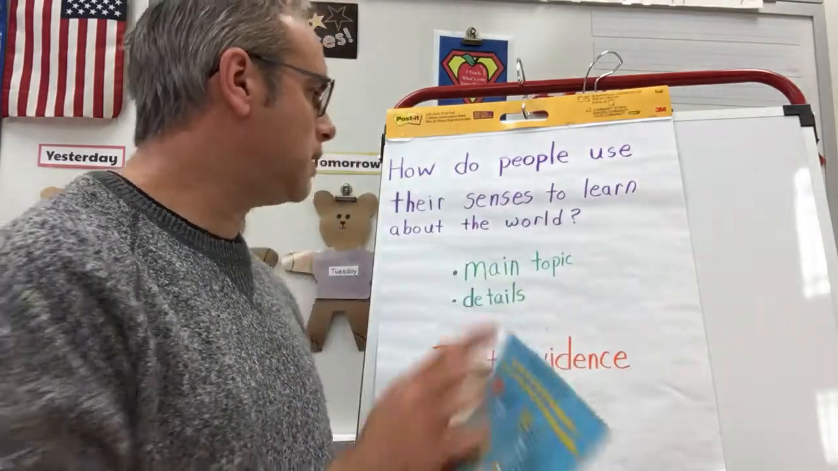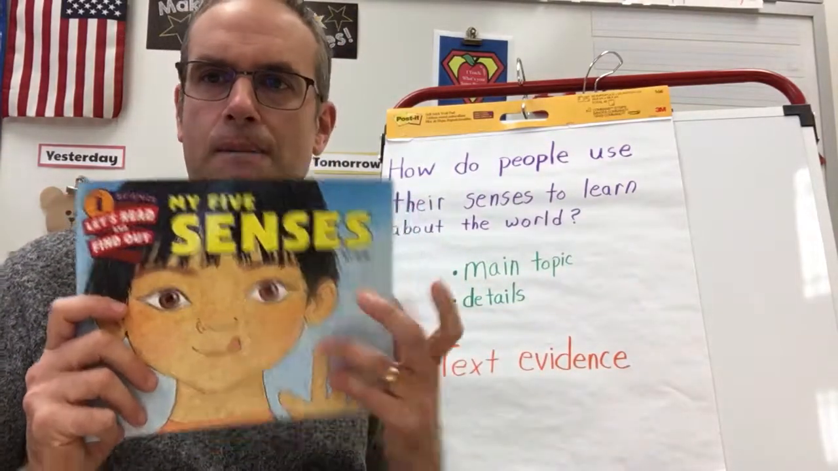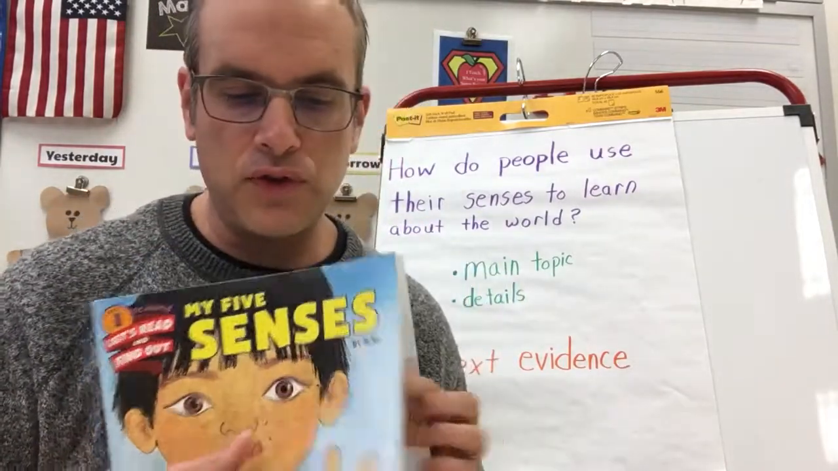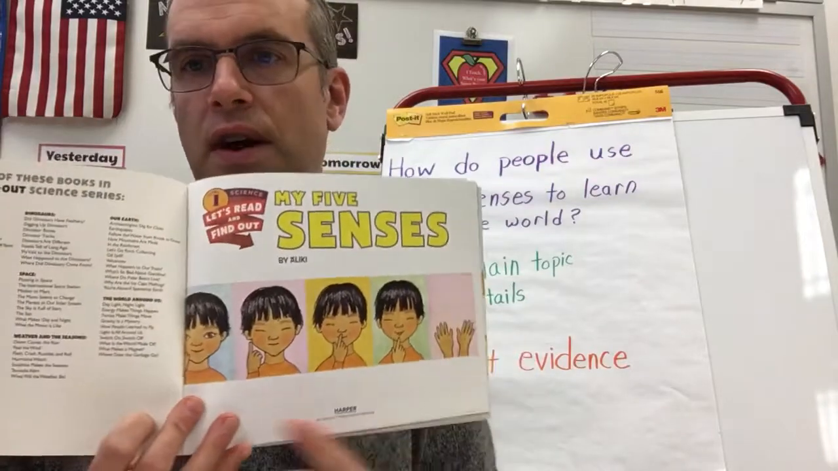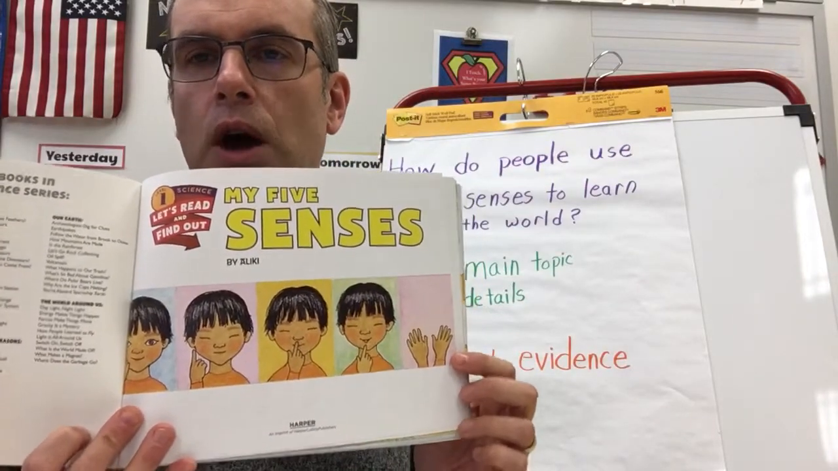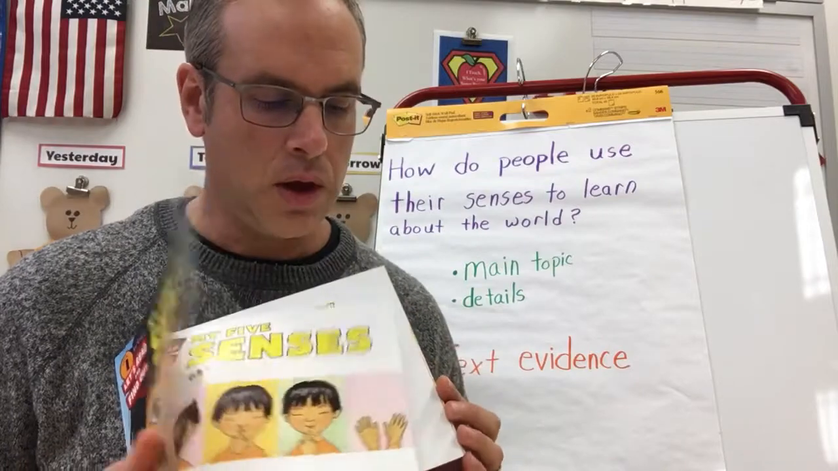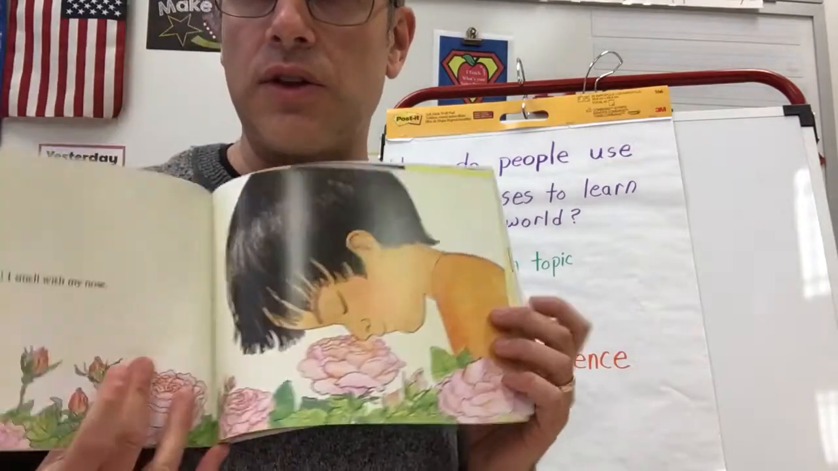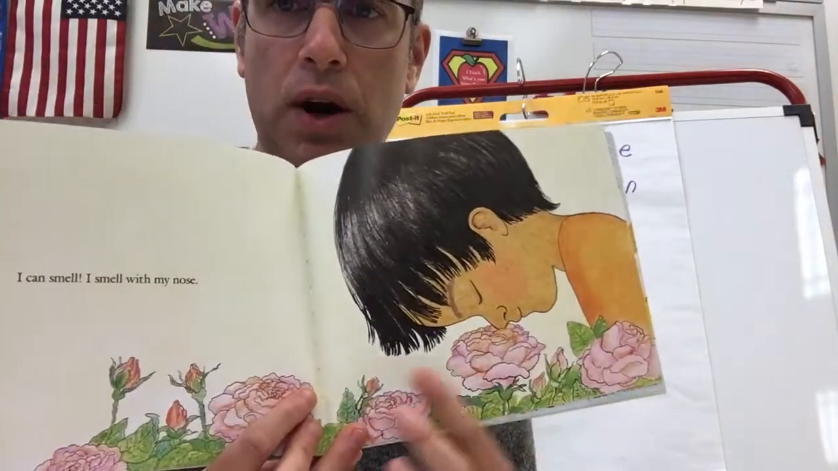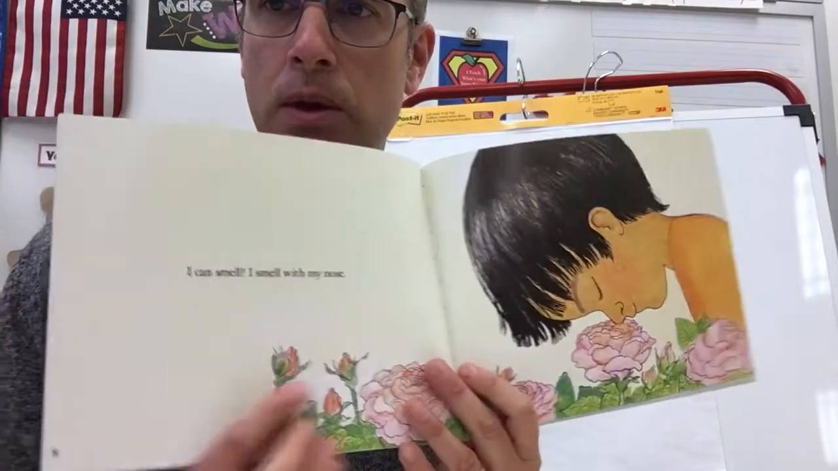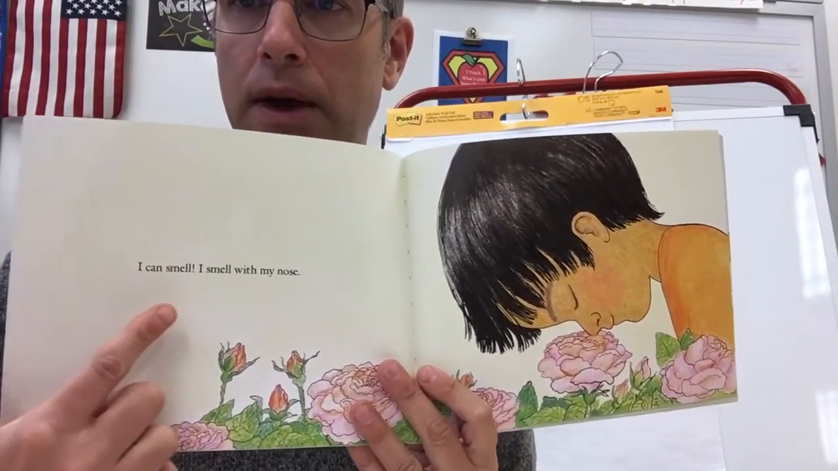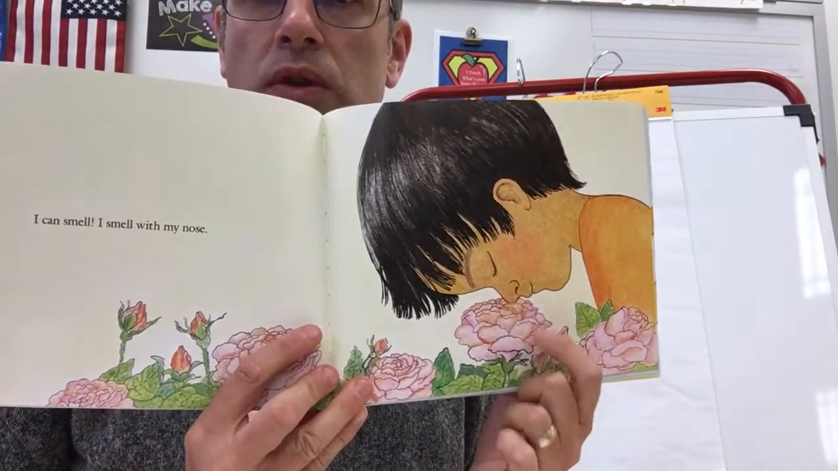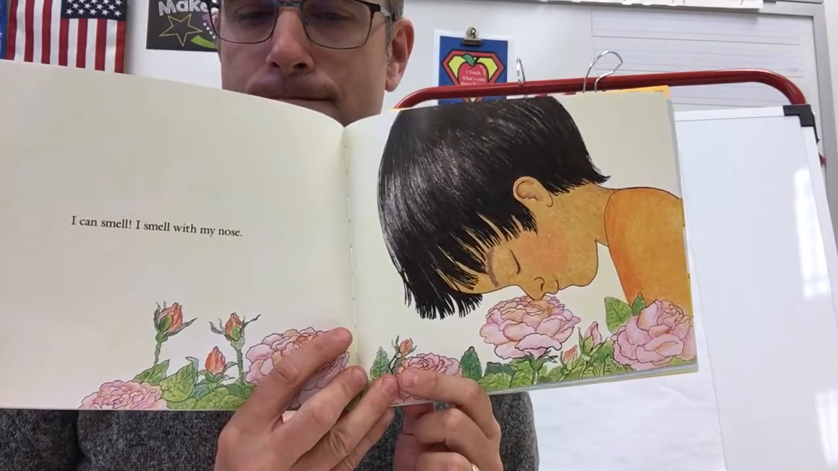So those are some new ideas. The main topic is what the book is mostly about, five senses. The details are found throughout the story, all right? The details are the five senses and how they work together to help us learn about our world, all right? Text evidence is the words or writing that the author uses, and the illustrations or pictures that they use to help you understand what they're writing about, okay? I can smell. I smell with my nose. And there's a picture to show you the boy smelling the rose, all right?